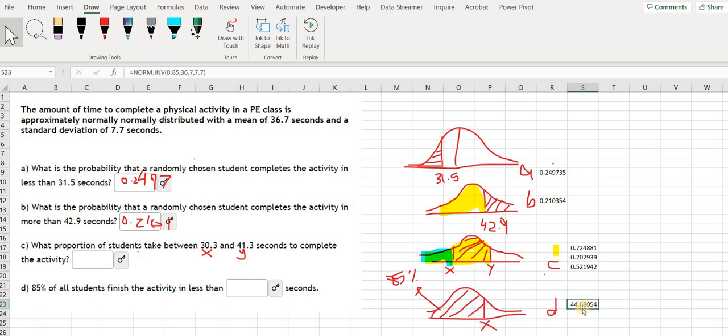And the answer is about 44.7 seconds. That is the answer for the last part, and it does make sense because it's above the mean, which is 36.7.